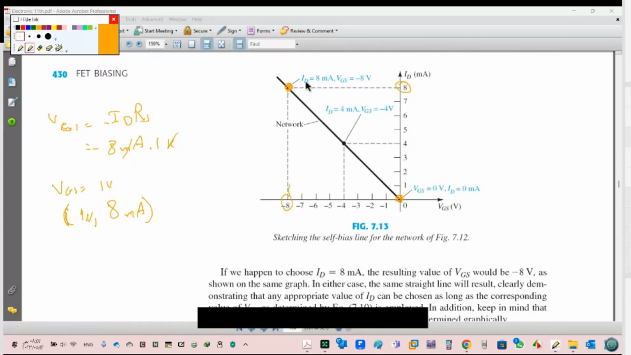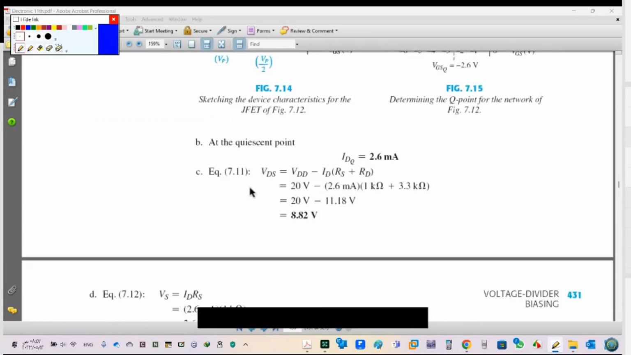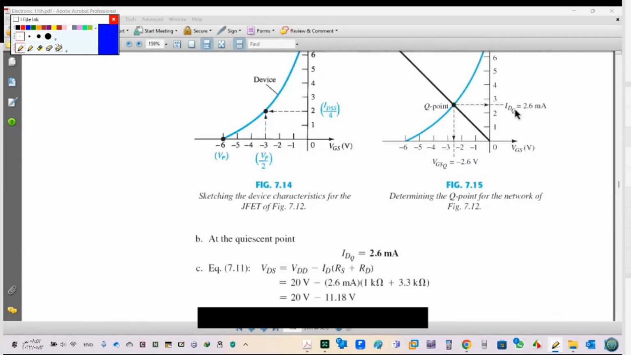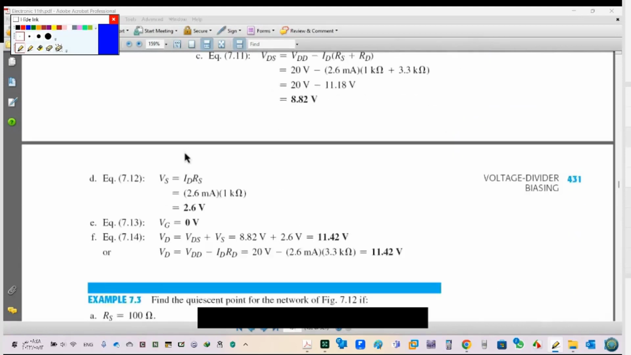I have 0, 0, make a line, cross with the curve. I draw this, for example. This is Q, IDQ, VGSQ. I got it easily, not hard. This is the second one. You can calculate after that from the graph here. IDQ is 2.6 milliamperes. VGSQ is minus 2.6 volts. Then you can find the rest of the values.